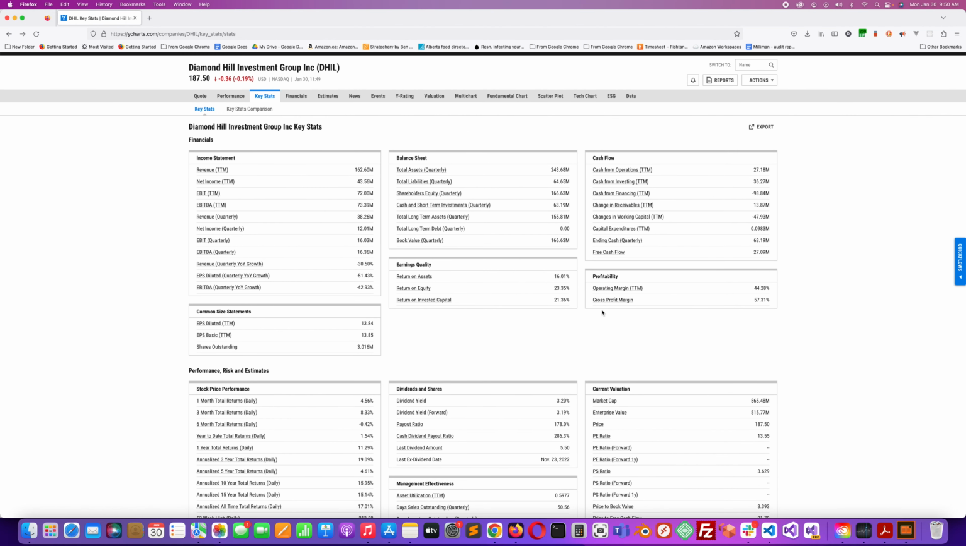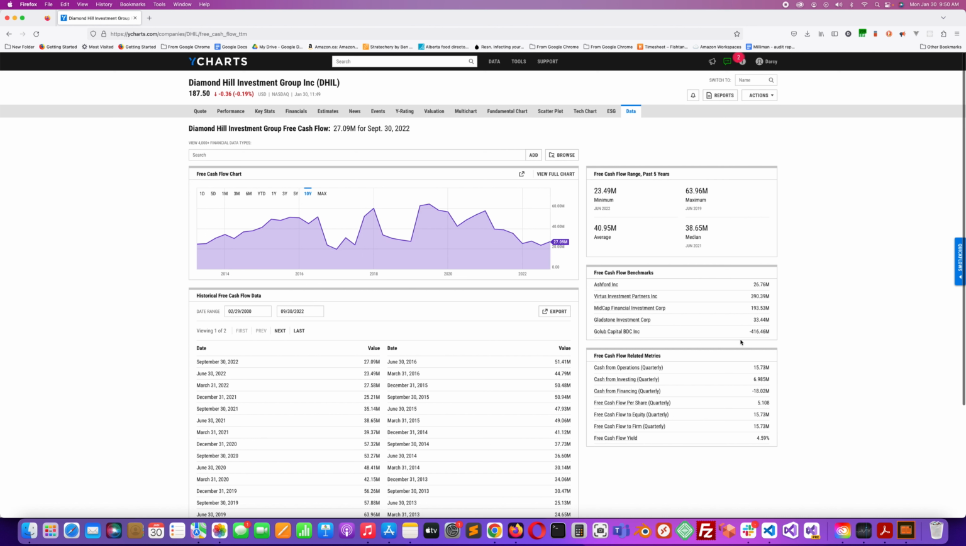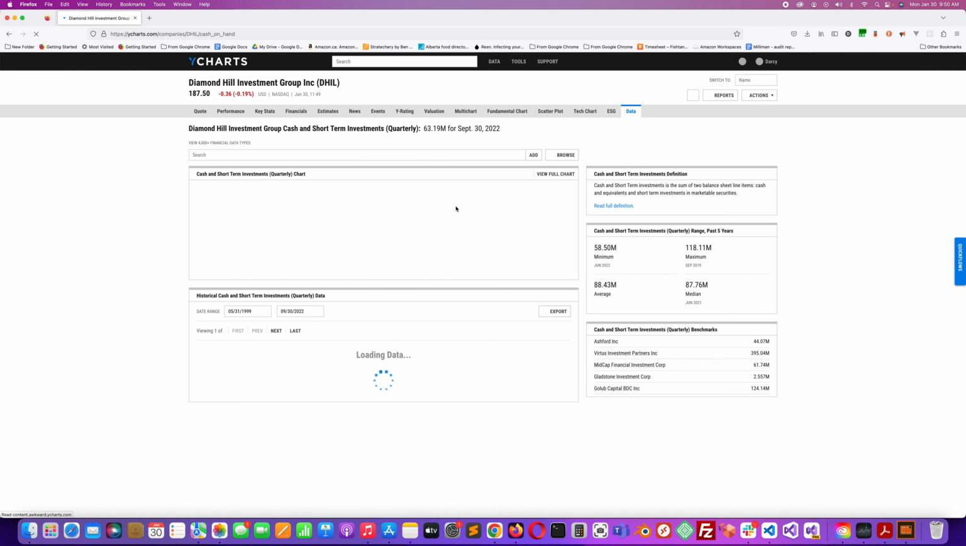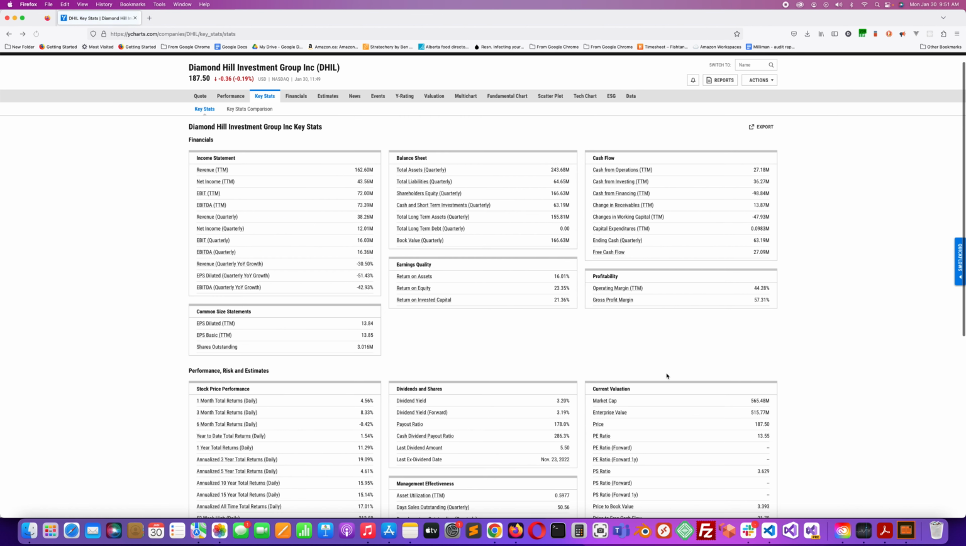Okay. See here, the free cash flow. So it's okay. Cash, let me just see its balance sheet here. It's come down a little bit along with the stock market. I imagine it's probably affected by the stock market considering it's in financial services, but yeah, it's DHIL Investment Group.